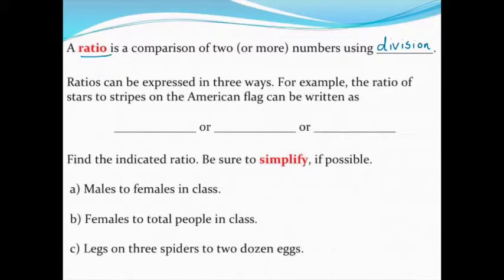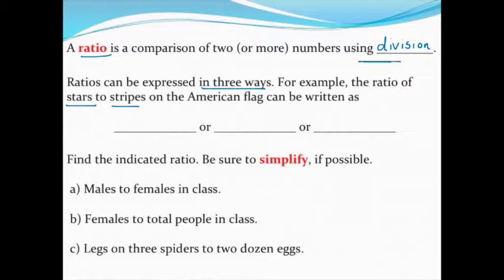A ratio is a comparison of two or more numbers using division. Oftentimes we simply write a fraction to indicate a ratio. However, we're going to see that ratios can actually be represented in three different ways. And so for this example, let's find the ratio of stars to stripes on the American flag.